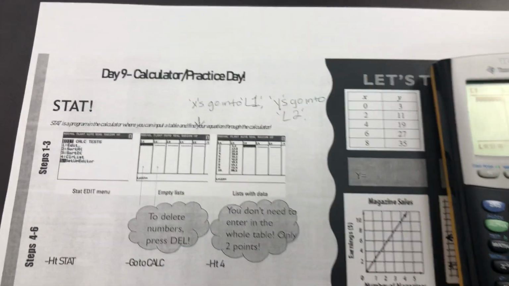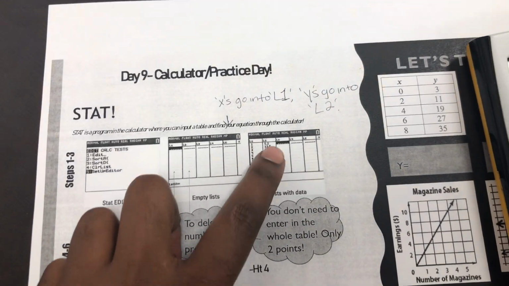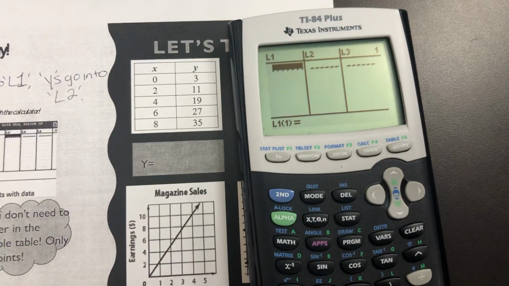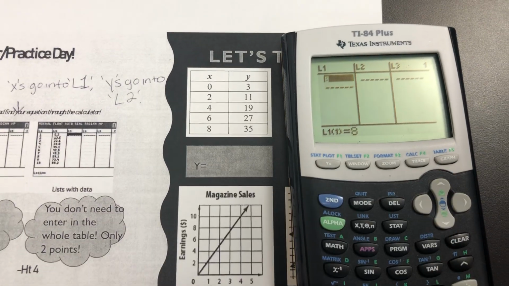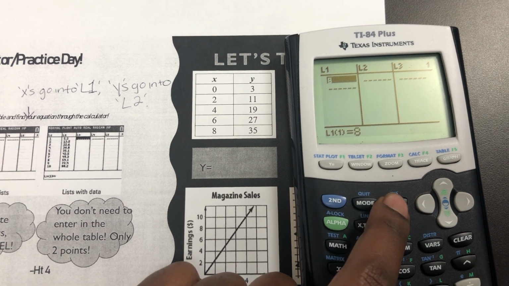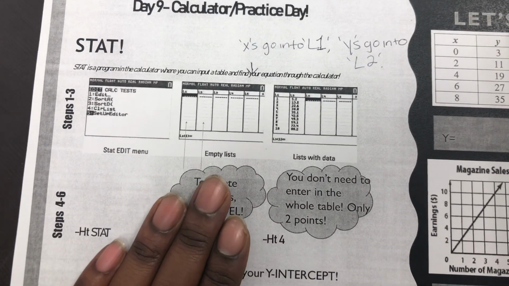Now, if you ever have any leftover numbers like this left in your calculator, to delete numbers, just press DEL. So if I had, let's say, an 8 in here and I want to get rid of that, just go over to it and press DEL right here for delete, and it'll get rid of it for you. All right, but that's for future reference.